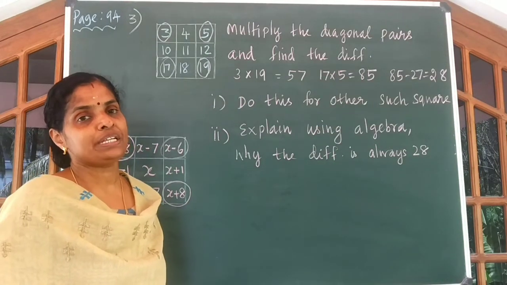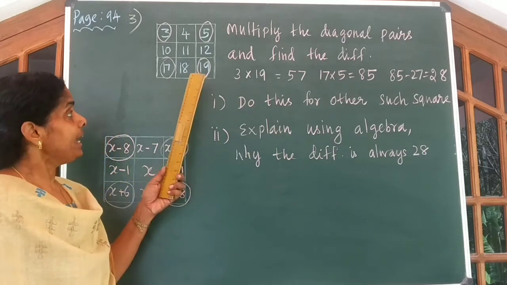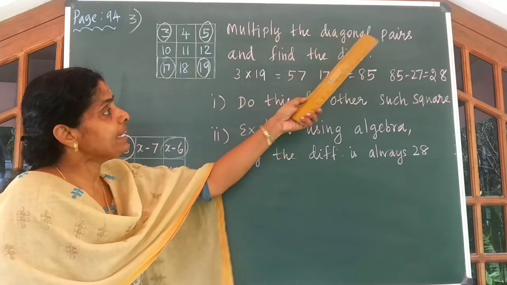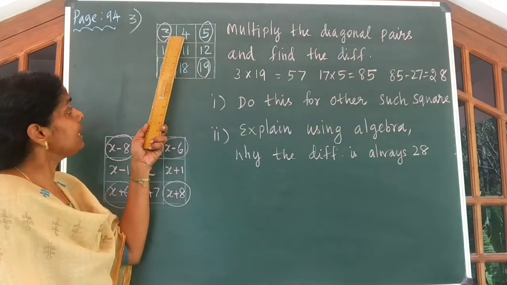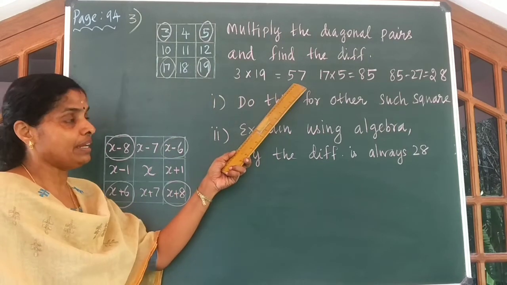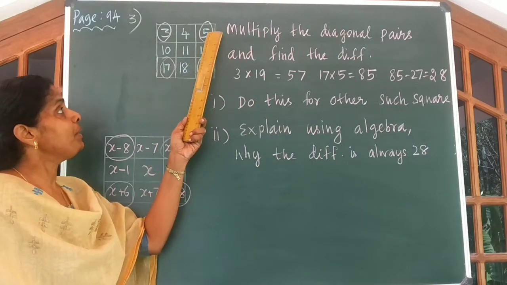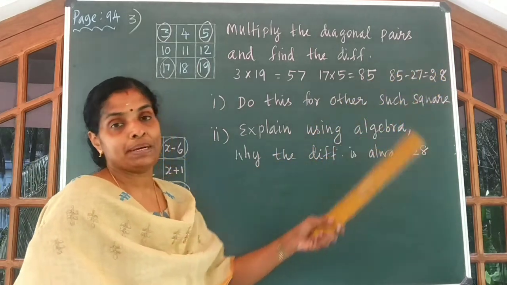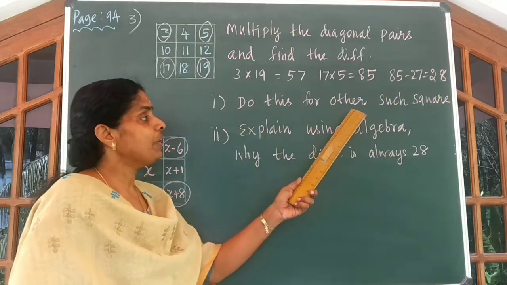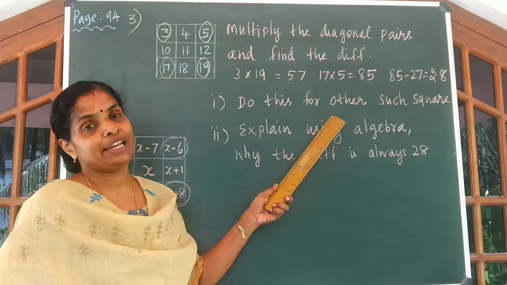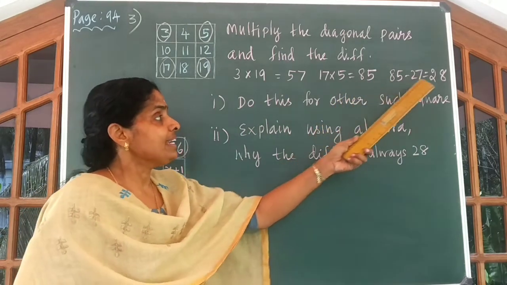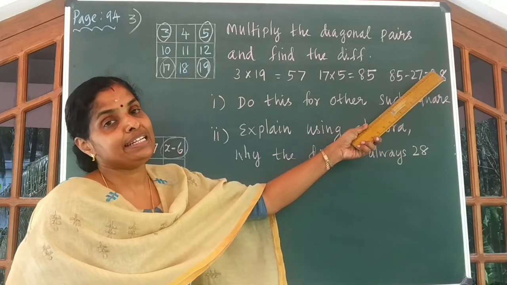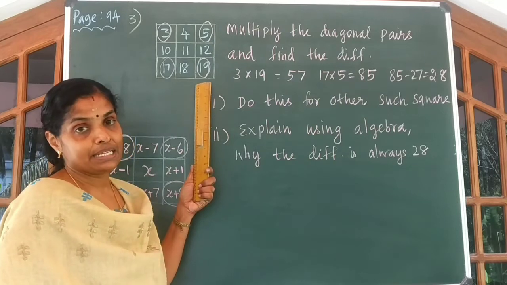Look at the last question of this exercise, children. Again you are given 9 numbers. Here the question is to multiply the diagonal pairs. So 3 is multiplied with 19, you get 57. 17 multiplied by 5 gives you 85. The difference between these two numbers is 28. Do this for other set squares, and you will understand it is always equal to 28. Okay, you try with another set of 9 numbers.